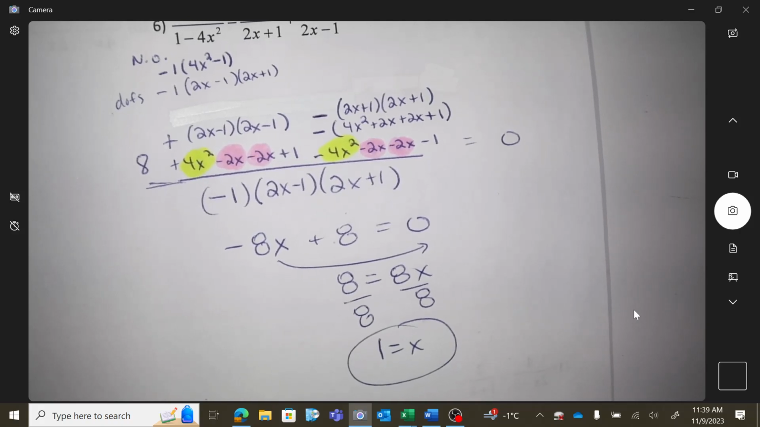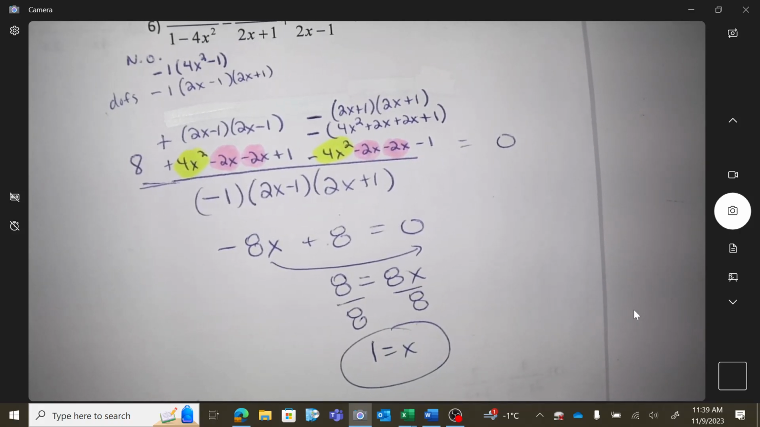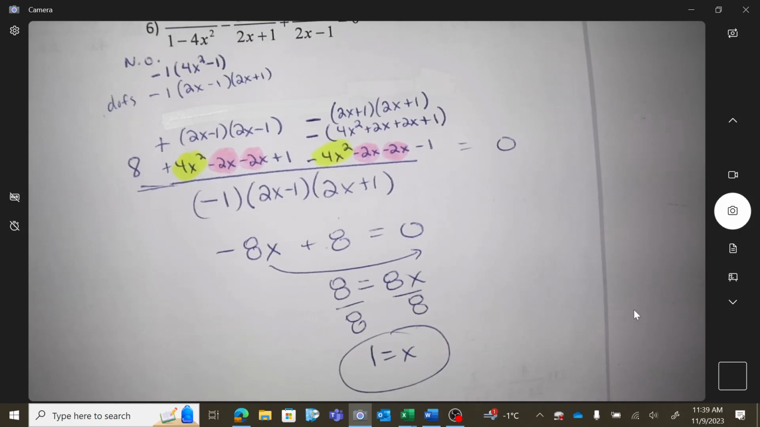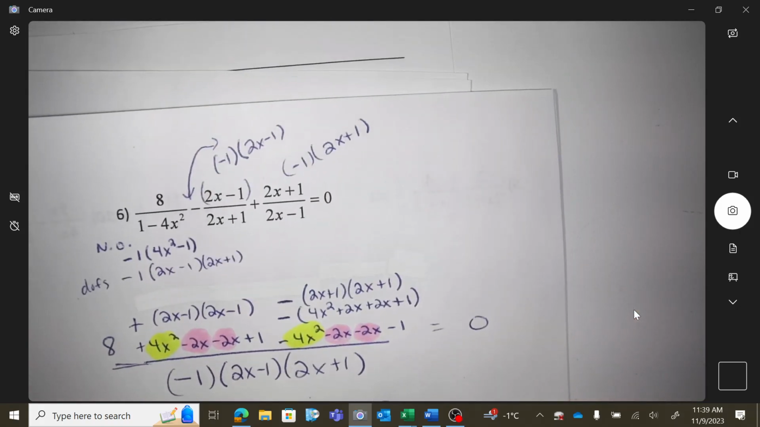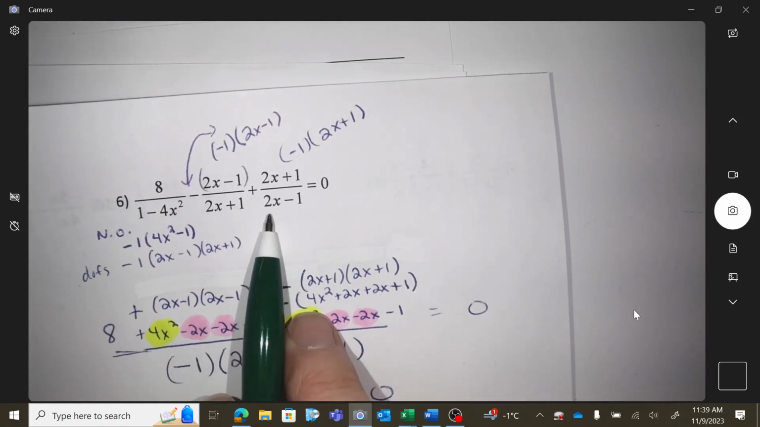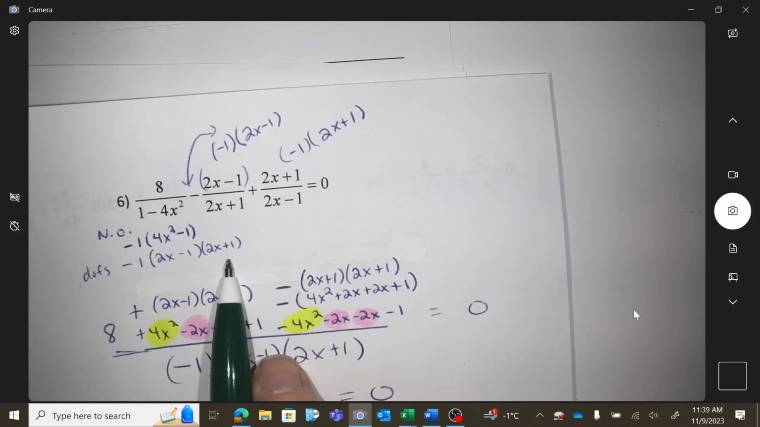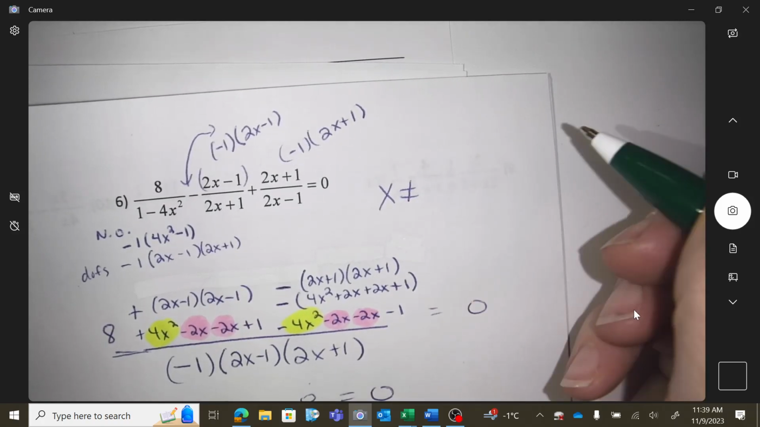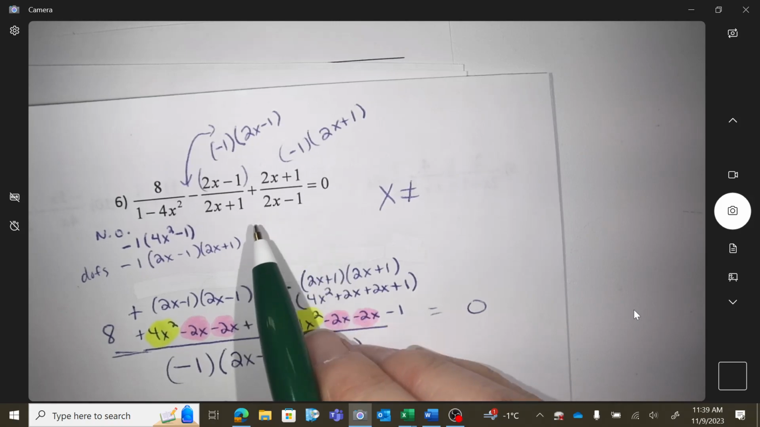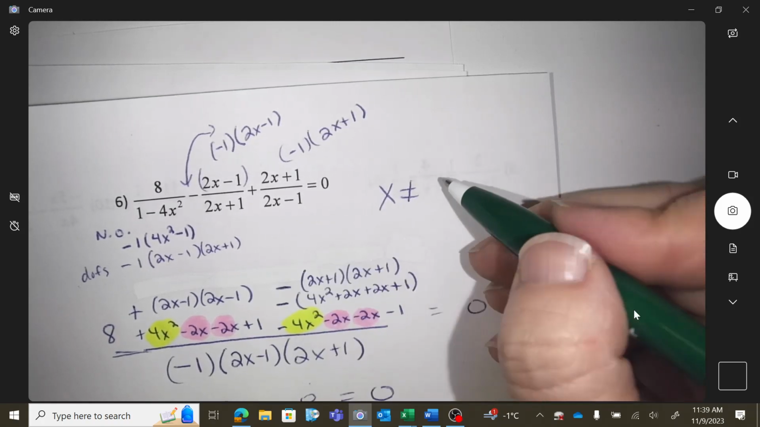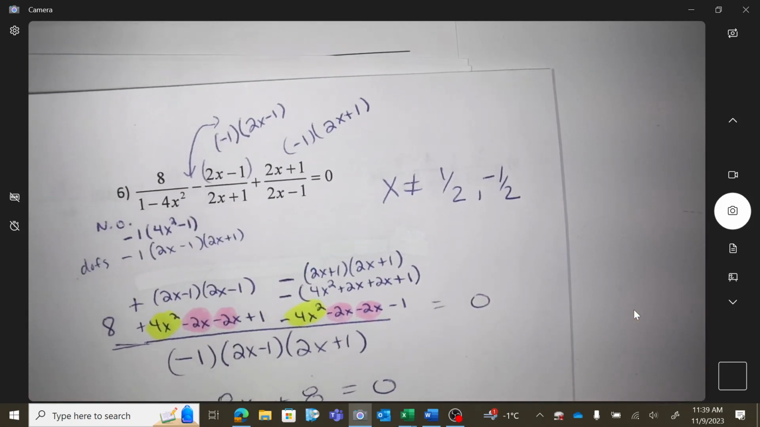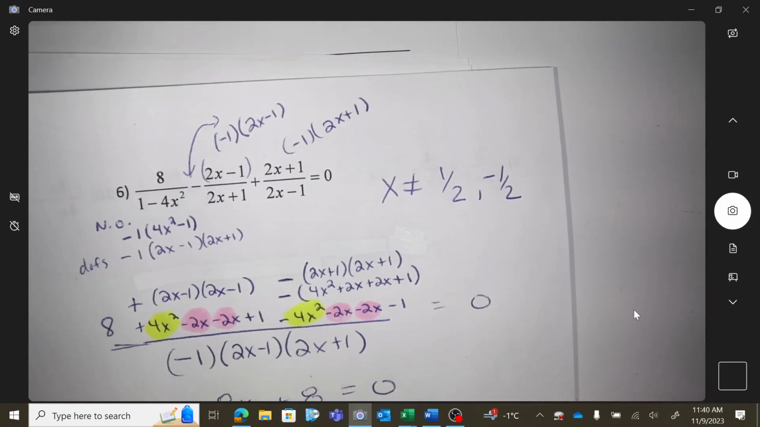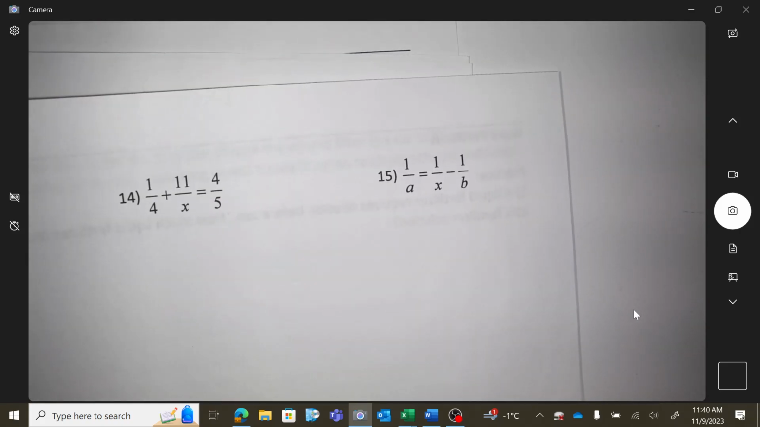Is my answer, which is 1, is that allowed? Is it a good answer? Yep. What is not allowed? Do you know what this would be? What's not allowed? It's a fraction. 1/2 or -1/2. Those are the things that are not allowed for x. Okay, flip. Let's go to question 15.